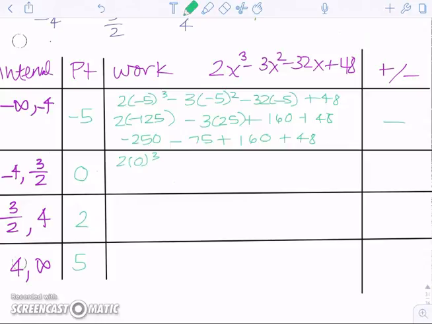0 will be a nice easy one to test. Because I'm just going to be left with 48, which ends up being positive.